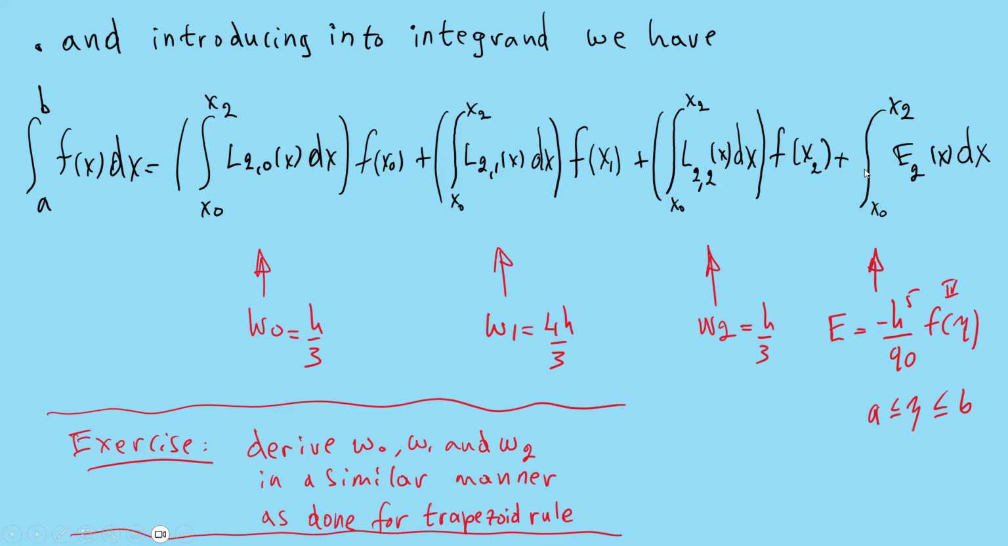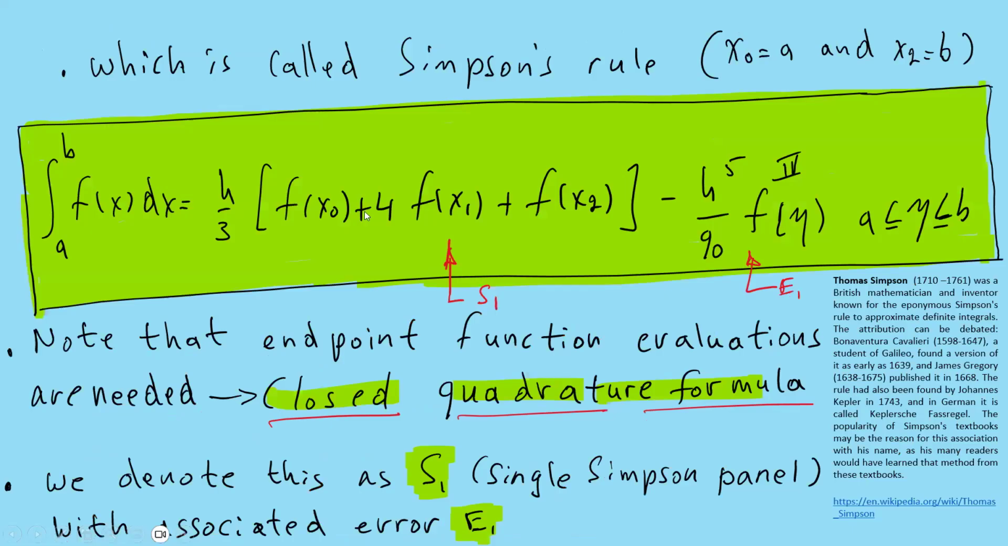And the truncation error for this method is approximately h to the power 5. And this method is called the Simpson rule. And as you can see, we are evaluating the function at a and b. For this reason, this is a closed quadrature formula. And we denote this as S sub 1.